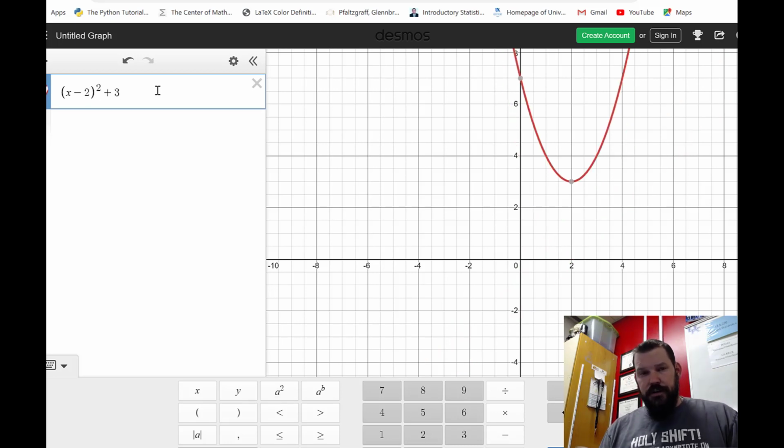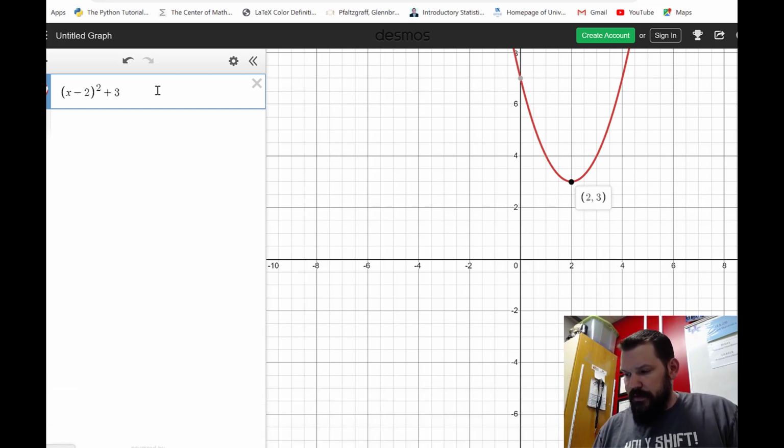Okay, so there's our graph. You can see it over here on the right. I can also click on this point, and that shows me my vertex is 2, 3, which is exactly what we figured it to be.